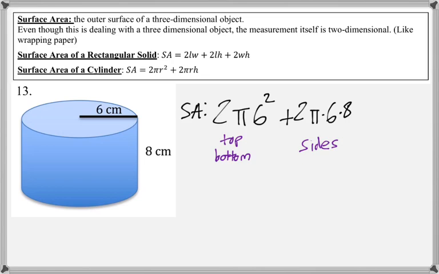So 2π6² plus 2π times 6 times 8. And if we round to the nearest tenth, then this is 527.8, and it's square centimeters.